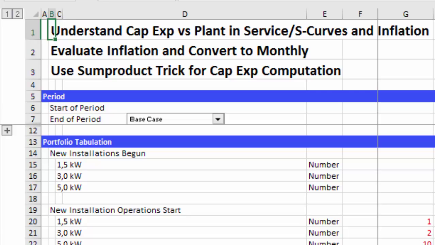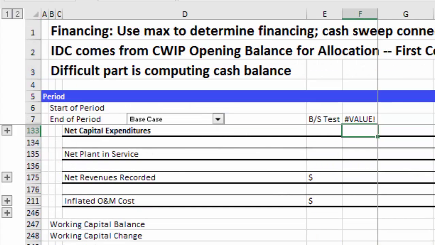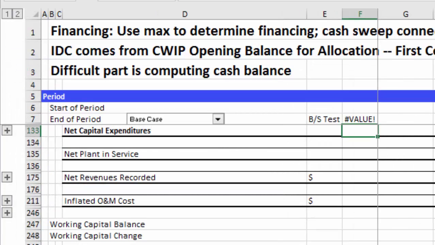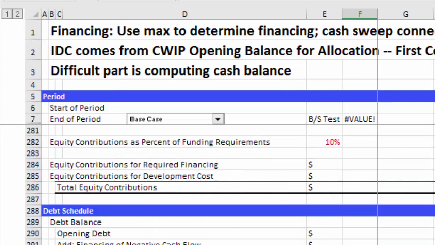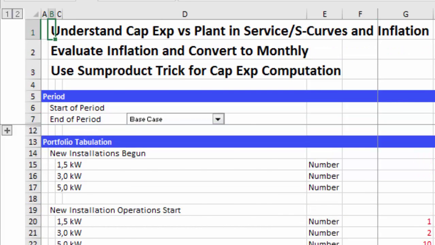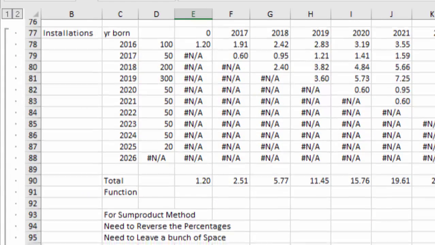And when the depreciation starts, if you have a portfolio, you have to differentiate those two. Now I'm showing you a little sum product method to deal with the S curves, and that means the percentage of expenditures you make each period. To illustrate this trick, I'm using our degradation example.